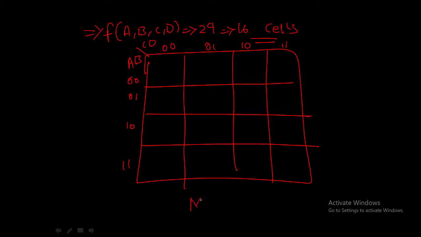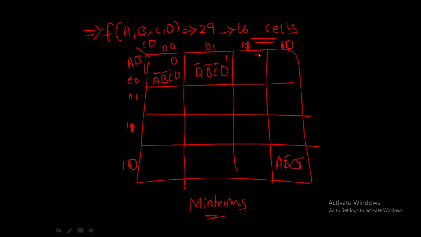This is for minterms. How to represent the minterms? A bar B bar C bar D bar, A bar B bar C bar D. Like this, you can fill up all the minterms. And here if you observe, it is not 1 0, 1 1, it is 1 1, 1 0. And here also it is 1 1, 1 0. So like this, you can fill up all the minterms, and finally A B bar C D bar, which is nothing but 0, 1, 3, 2, 4, 5, 7, 6.